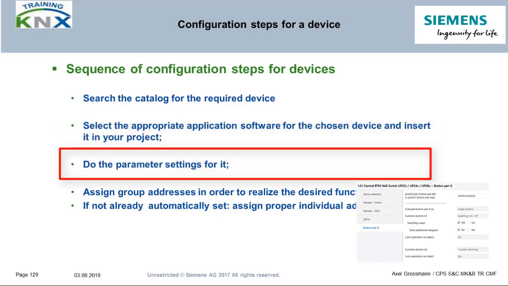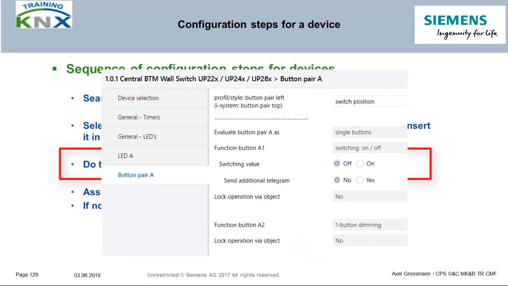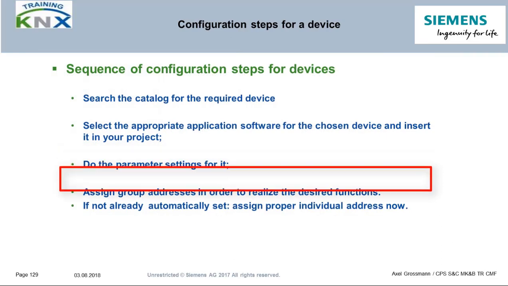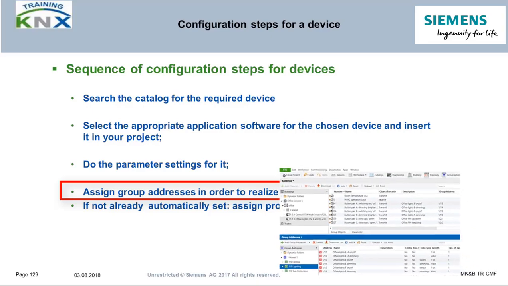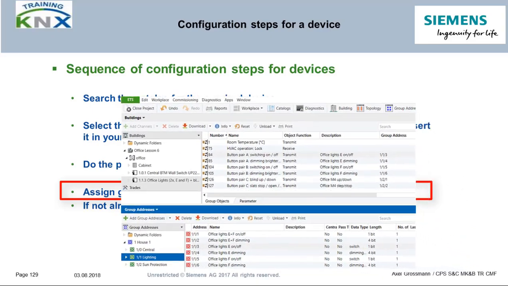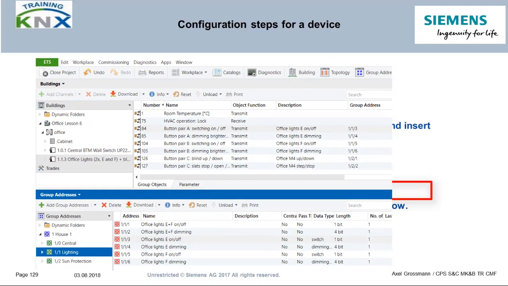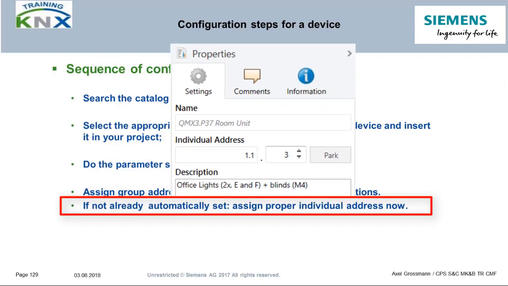Do the parameter settings for the selected application before assigning group addresses, because the parameters rule the visible objects. Assign group addresses in order to realize the desired functions. These group addresses should have been created before, but creating them while going through the objects is also possible. If not already automatically set, assign the proper individual address now.